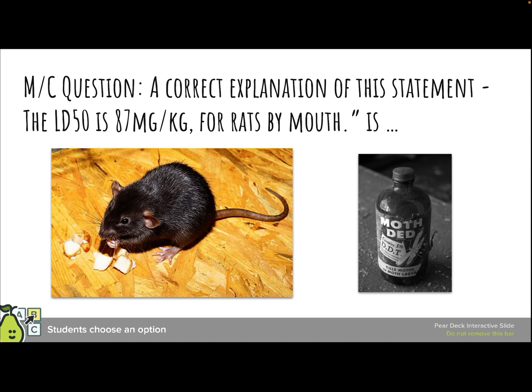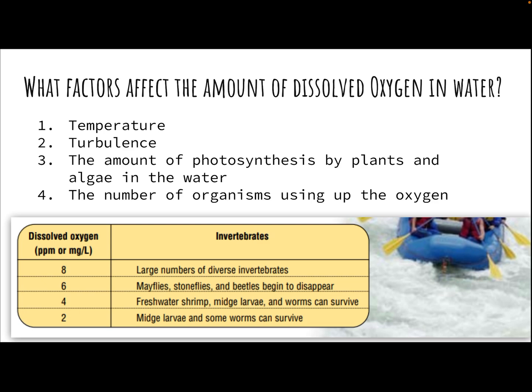If given that, 50% will survive, 50% will die. But you have to make sure that it's milligrams per kilogram because it's based on the weight of the organism as well. Some of these are harder to follow because of the way the Pear Deck works.